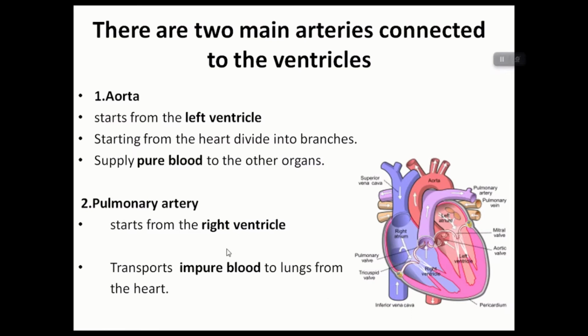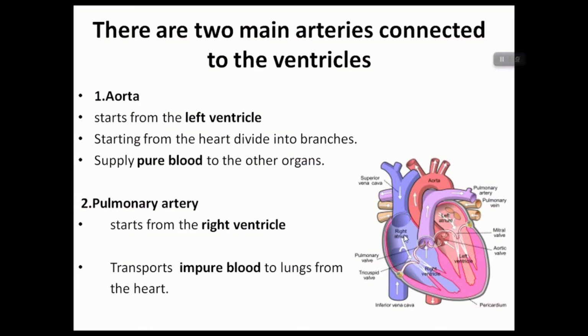Then what is the other artery which is connected to the ventricle? Pulmonary artery. What's that? Pulmonary artery. It starts from the right ventricle. Find that, okay, right ventricle. Then here you can see, look at this diagram. You can see the pulmonary artery there connected to right ventricle.